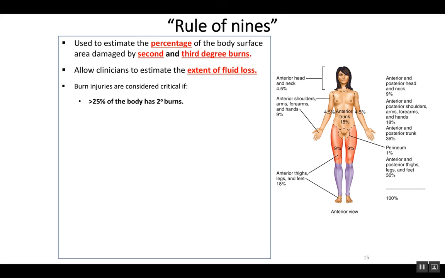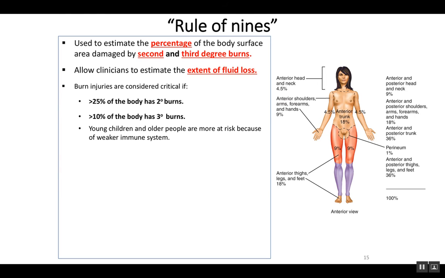If it's determined that over 25% of the body has second degree burns and/or 10% of the body has third degree burns, the patient is considered to be in critical health. A little bit different when we deal with children and older individuals. These individuals are much more susceptible to dehydration, so the rule of nines doesn't quite apply exactly to younger children and older individuals that might have weaker immune responses.